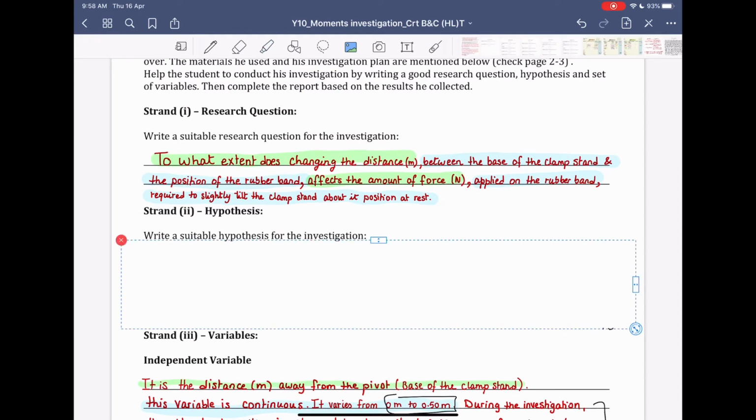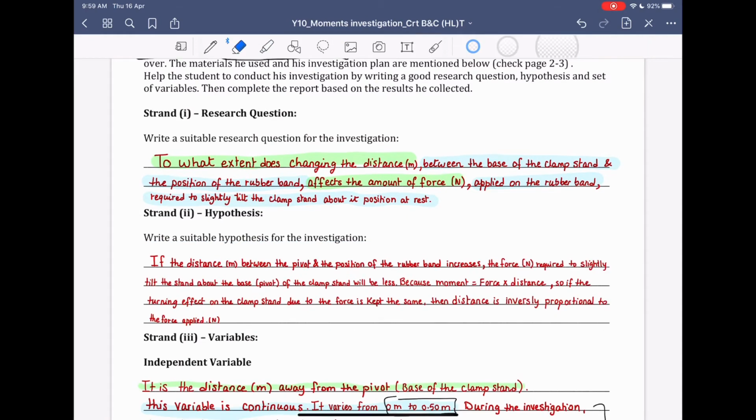Okay? For the hypothesis, it's going to be: if the distance in meter between the point and the pivot of the rubber band increases, the force required to slightly tilt the stand will be less. So the things highlighted in green means that you're on a level 1 to 3 max. To reach a higher level, it depends on how scientific and specific you are.